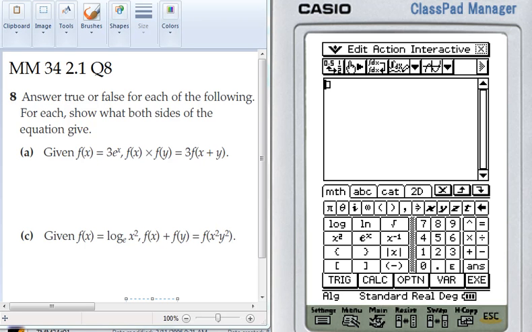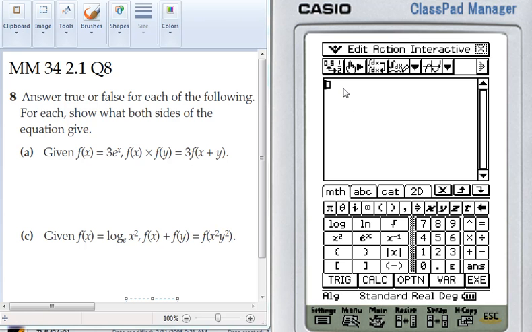This is for Year 12 Methods, and it's looking at 2.1 question number 8, which is determining whether statements to do with f of x, f of y are false or true. But it's also asking to write what your answers for each side of the equation would give. So I'll show both.